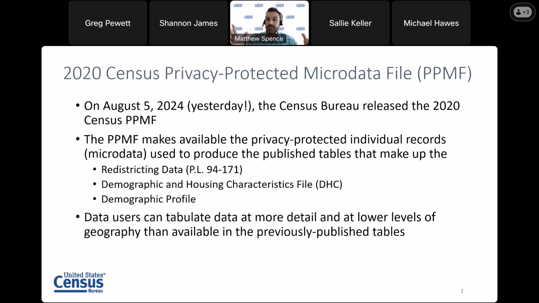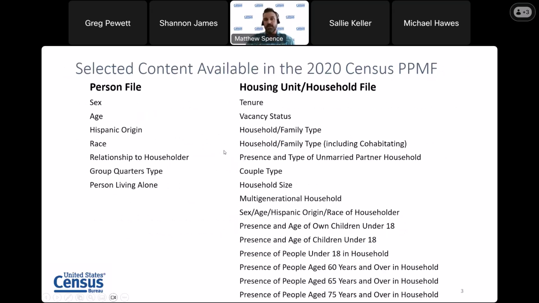So, again, these are individual records. So you can imagine, one row, like in a spreadsheet, sort of one row per person or one row per housing unit. And that gets to be very, very powerful because you can use it to create new tabulations and at new geographies that were not available in the prior publications.